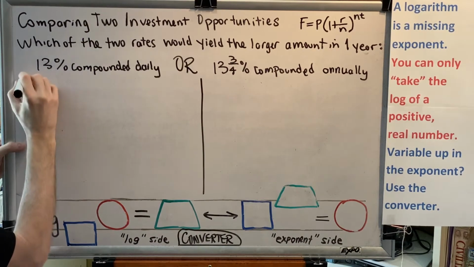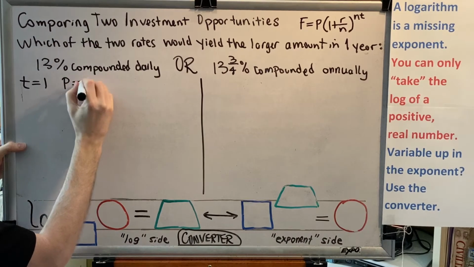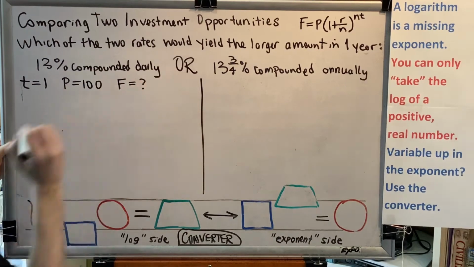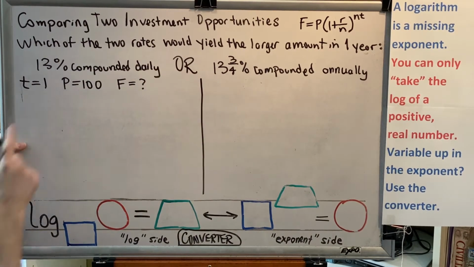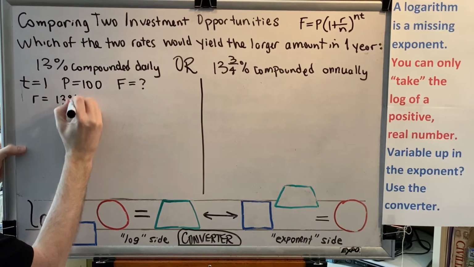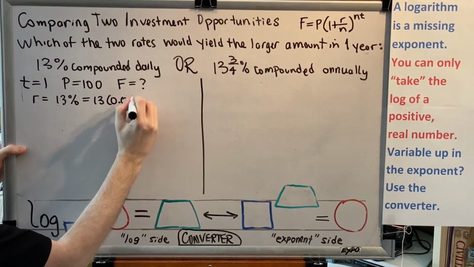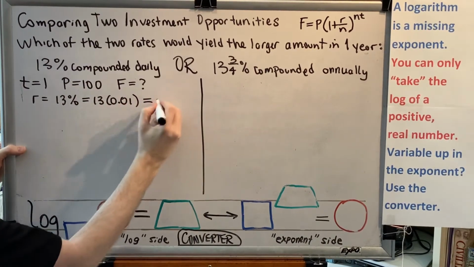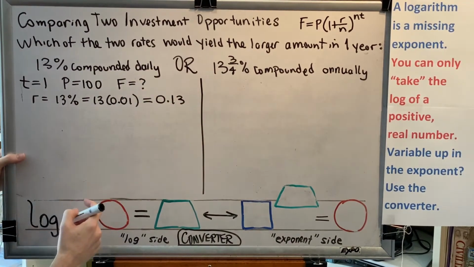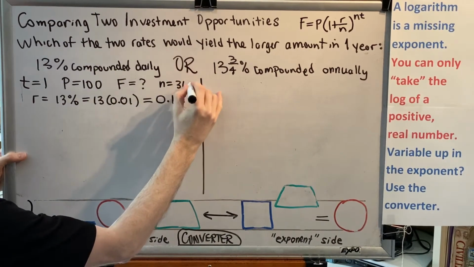So 1 year tells me that T is equal to 1. We're going to assume that we're starting with $100. We know we're trying to figure out how much money we will have at the end, so F is our question mark. 13% is the interest rate, so R equals 13%. The percent symbol is a mathematical constant, which is equal to the decimal 0.01, and when we multiply these, we get 0.13. And because we are compounding daily, N is equal to 365, because there are 365 days in a year.